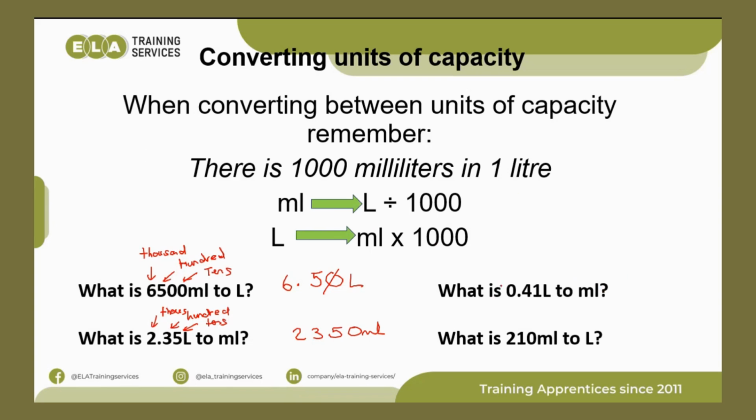Okay, so as we can see, we've got nothing in the thousands, 4 in the hundreds, and 1 in the tens. So 410 millilitres. And then here, 210 millilitres to litres, we've got nothing in the thousands, so we're going to put 0.2 in the hundreds and 1 in the tens.